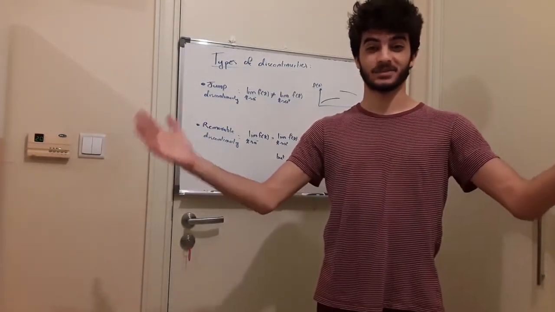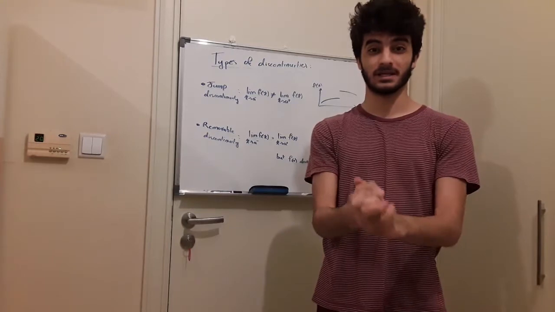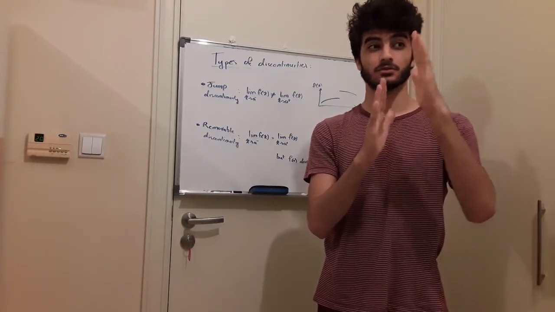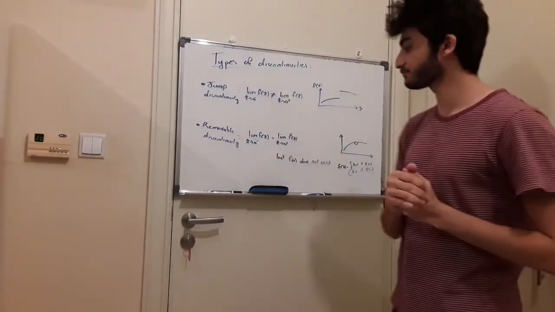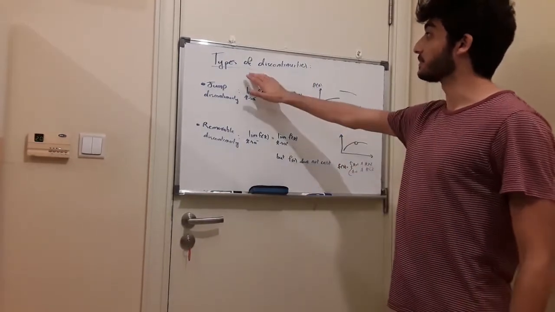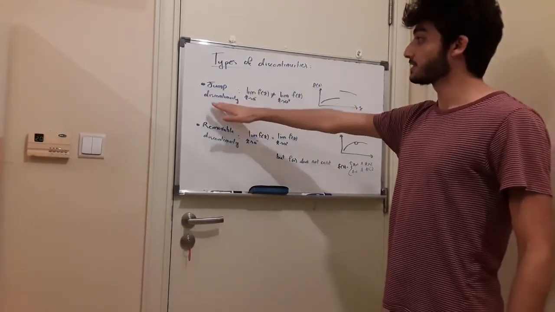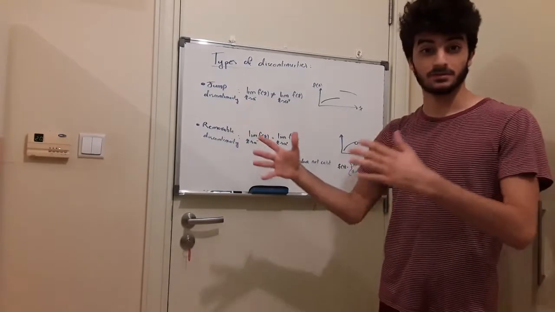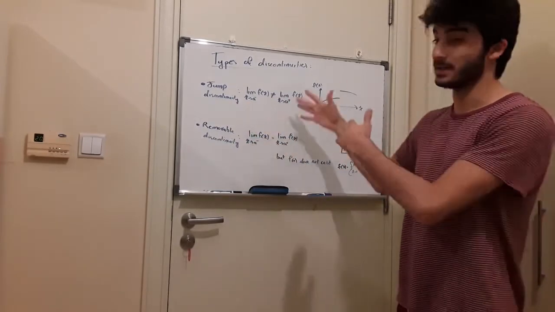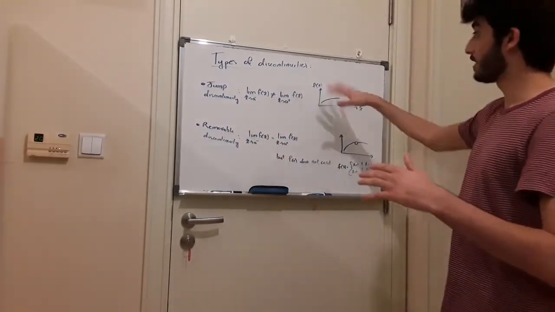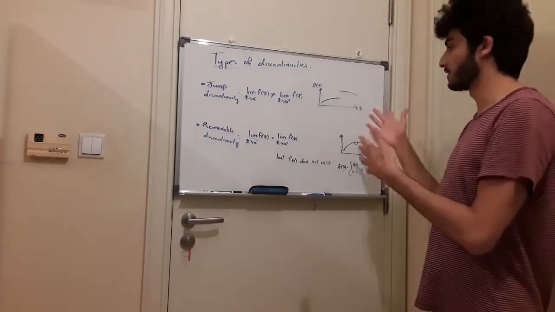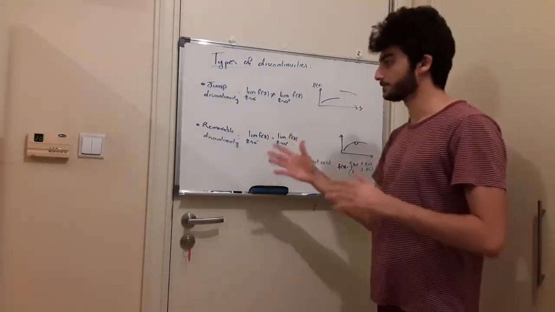Hey guys, so if everything goes according to plan, I'll be doing questions 11 to 17. So let's start with the types of discontinuities. The first thing we have is jump discontinuity. Jump discontinuity is when the left side limit and the right side limit are not equal. And this is how it looks in a graph. So when you see this in a graph, you can easily tell it's a jump discontinuity.